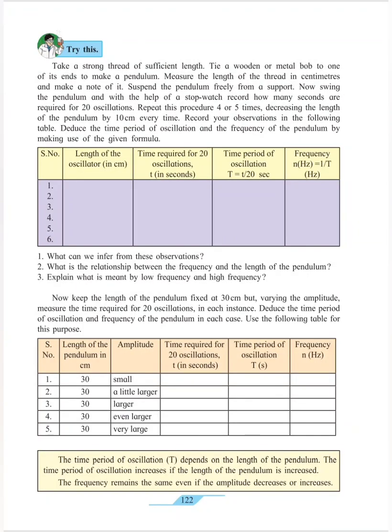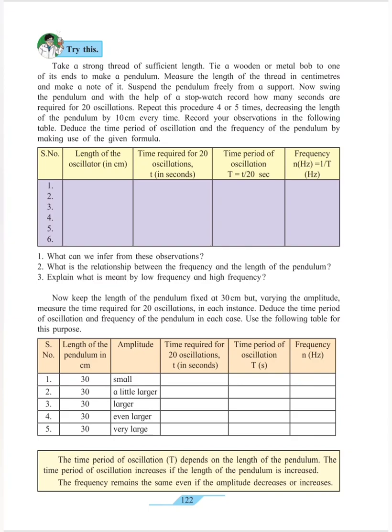The time period of oscillation depends on the length of the pendulum. The time period of oscillation increases if the length of the pendulum is increased. The frequency remains the same even if the amplitude decreases or increases. Why is it so that the frequency remains the same? Frequency means the number of oscillations per second, per unit time. Why is it the same?